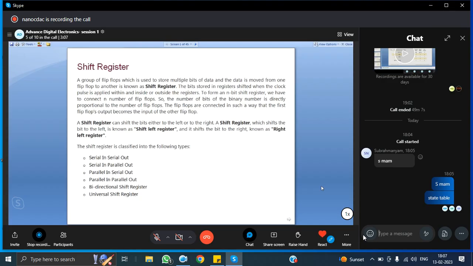After the state diagram, what will you do? State equations. Sorry: state table, state diagram, state equations. After writing the state equations, what do you have to do? You write the table where you take the flip-flop excitation table, and then you design your circuit, whether it is a sequence detector or whatever it may be.